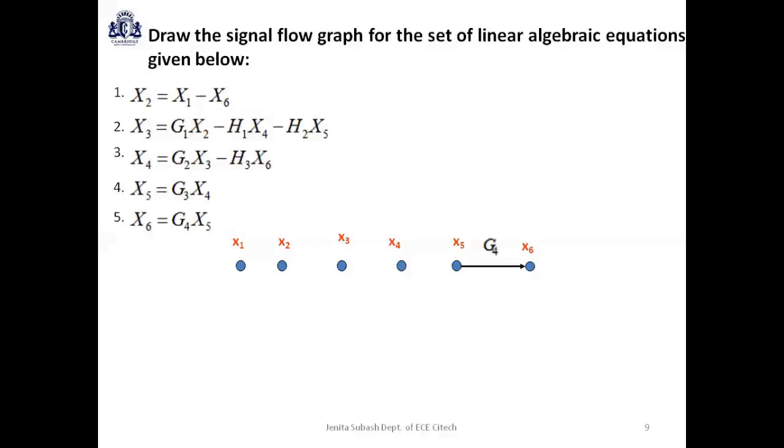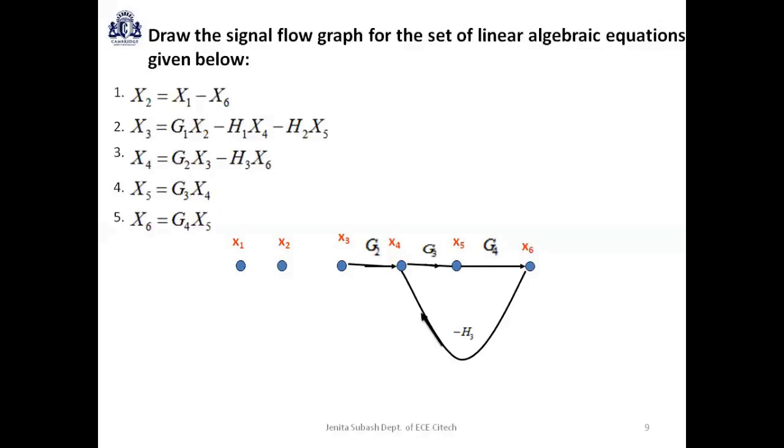Then with respect to equation number 4, subjected to node x5, we have a branch gain g3 from x4 towards x5. Then moving towards equation number 3, subjected to node x4, we have 2 branches moving from nodes x3 and x6. So with respect to node x3, we have a branch gain g2 which is moving towards x4. Then from the node x6, we have a branch gain of minus h3, that is a negative feedback, which is moving towards x4.